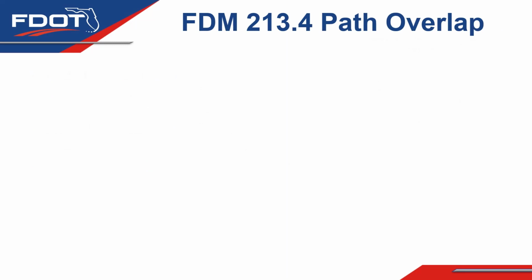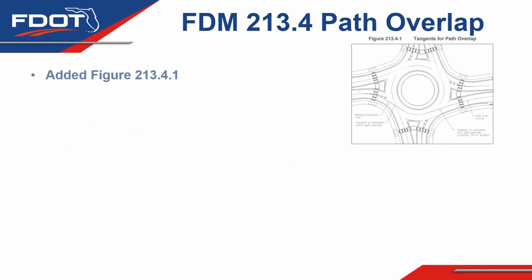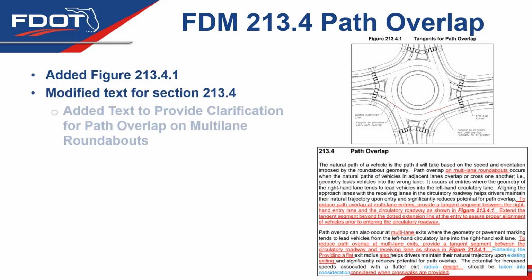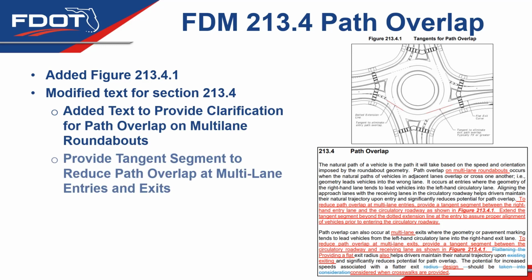The first change we'll discuss in this session is in Section 213.4 Path Overlap. In this section, we added text to provide clarification for path overlap on multi-lane roundabouts. To reduce path overlap, designers should add a tangent segment at multi-lane entries and exits.